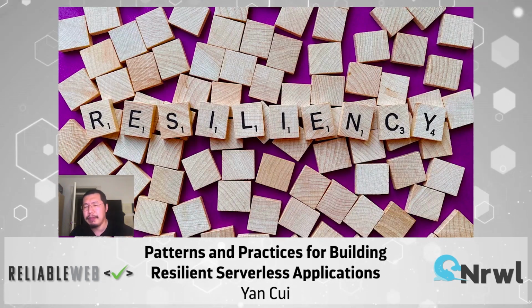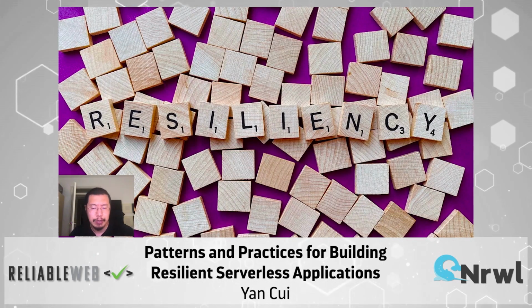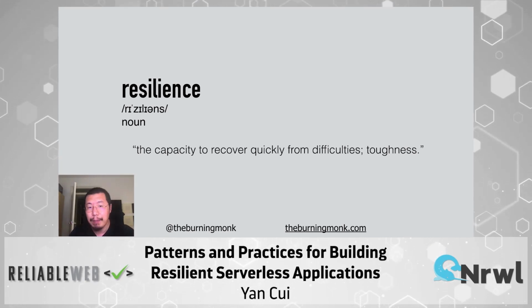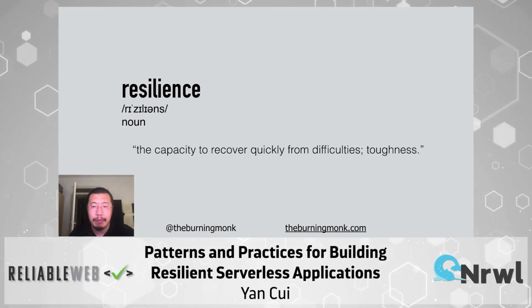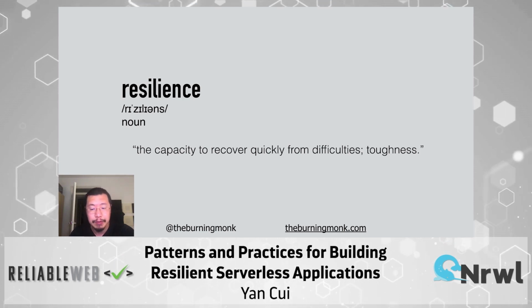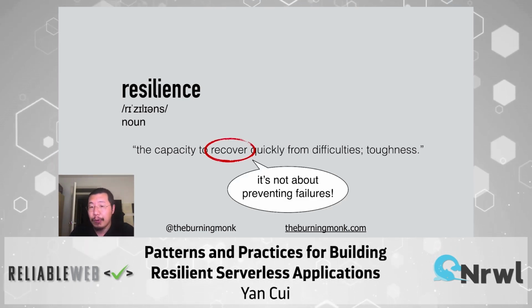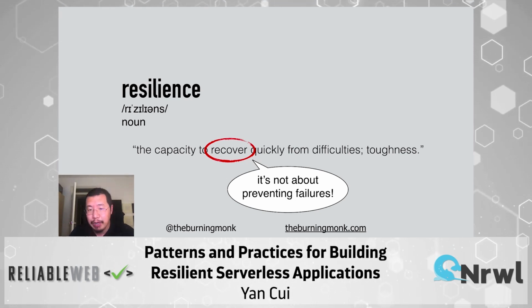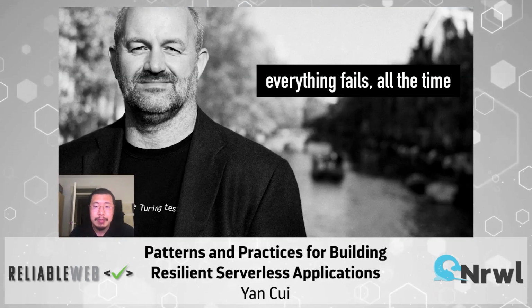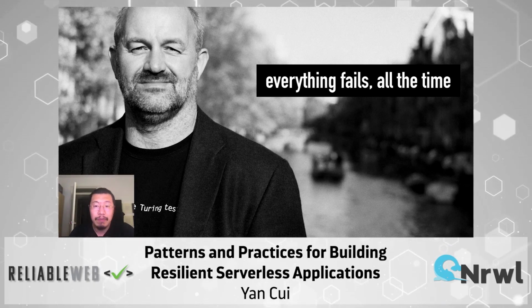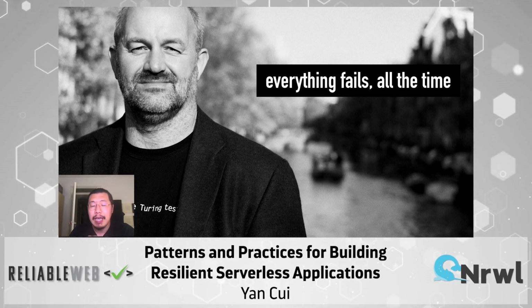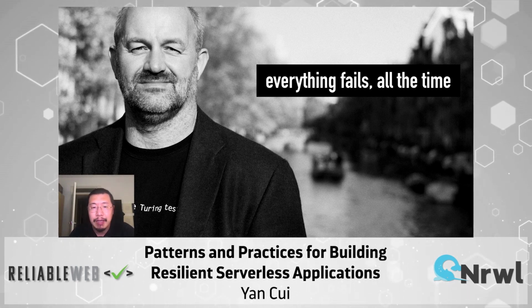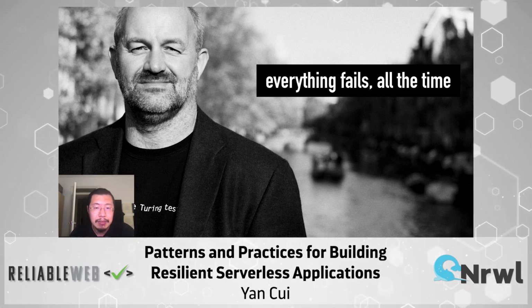But first, let me define what I mean when I say resilience. The dictionary definition of resilience is the capability to recover quickly from difficulties, or toughness. In other words, it's not about preventing failures, but about recovering from failures quickly, because as Amazon CTO Werner Vogels famously said, everything fails all the time. It's a fact of life, and there's nothing we can do about that.